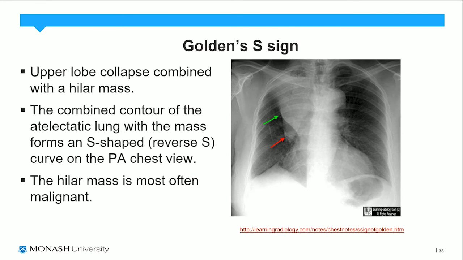There are some other signs as well that have been described in terms of collapse of the lung. The first one I want to talk about is the Golden S sign. This is where you have a combination of upper lobe collapse as well as a hilar mass. The combined contour of the atelectatic lung with the mass forms a reverse S-shaped sign, which is visible on the PA chest. The hilar mass is most often malignant.